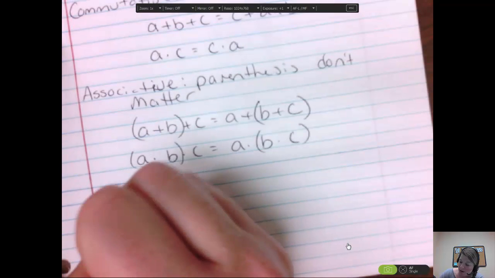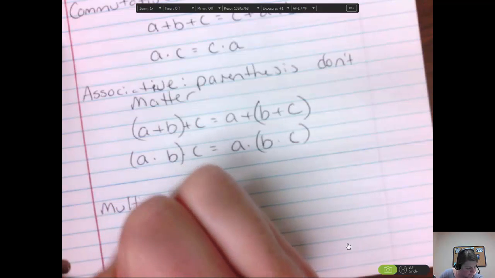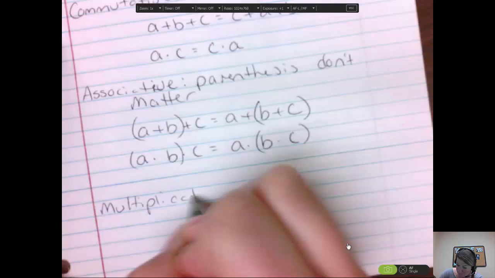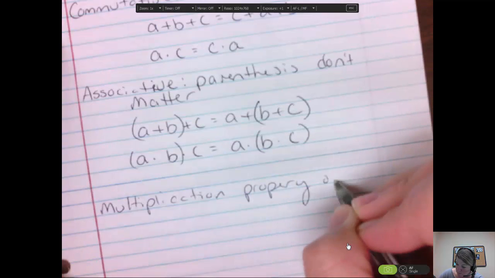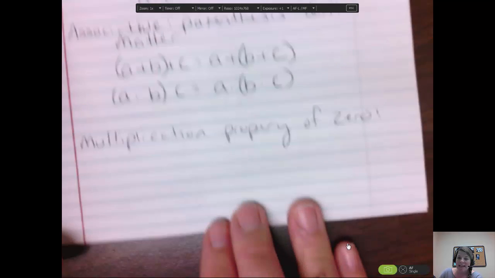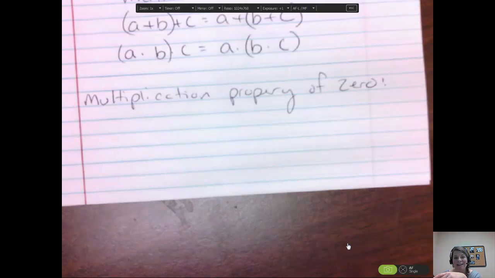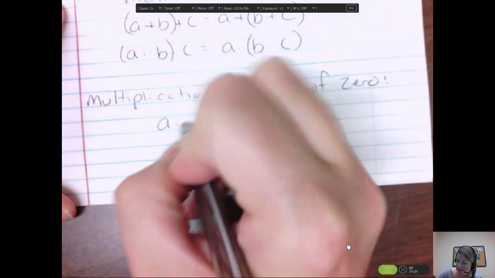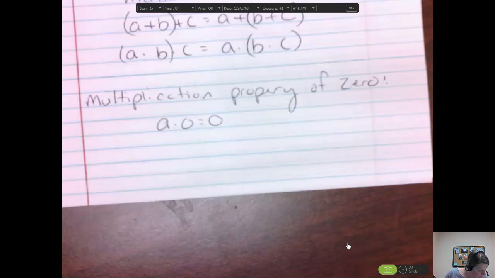The last property is the multiplication property of 0. What does multiplying by 0 do? It gives you 0. So that's just got its own property. Anything times 0 gives you 0. So that's what we'll see there.